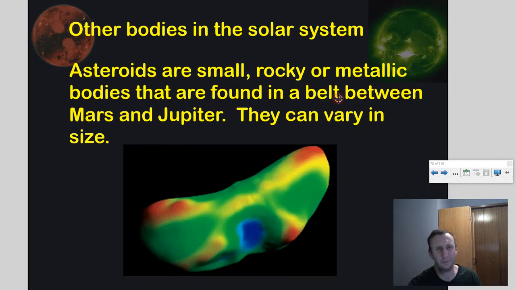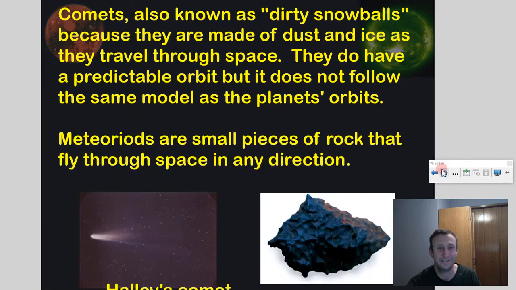Other bodies in the solar system. Asteroids are small, rocky, or metallic bodies that are found in a belt between Mars and Jupiter, the asteroid belt. They can vary in size. They can be very, very large or tiny. And by large, I mean hundreds of kilometers wide. I actually don't know the exact details, but I know they can be really big.